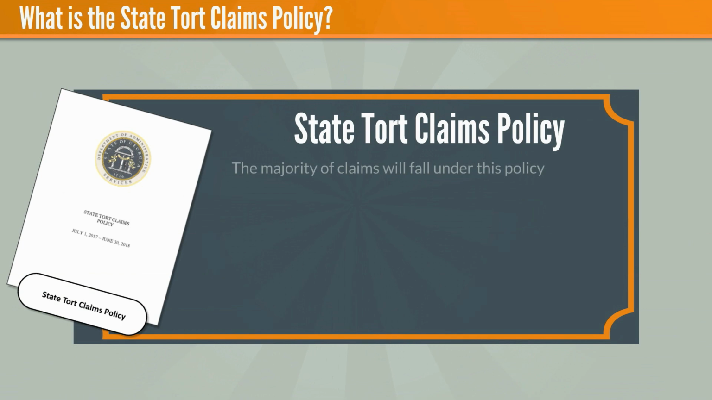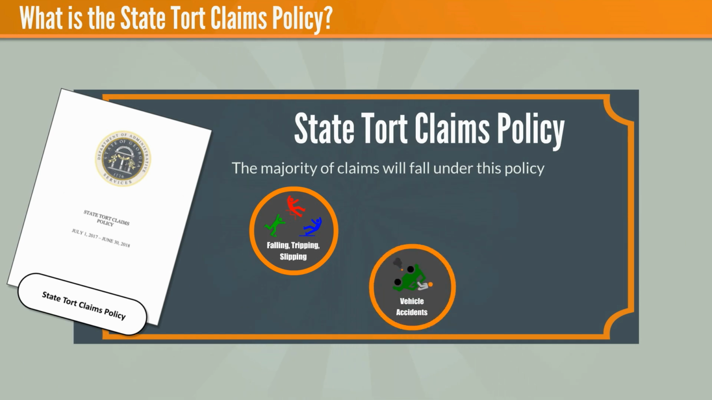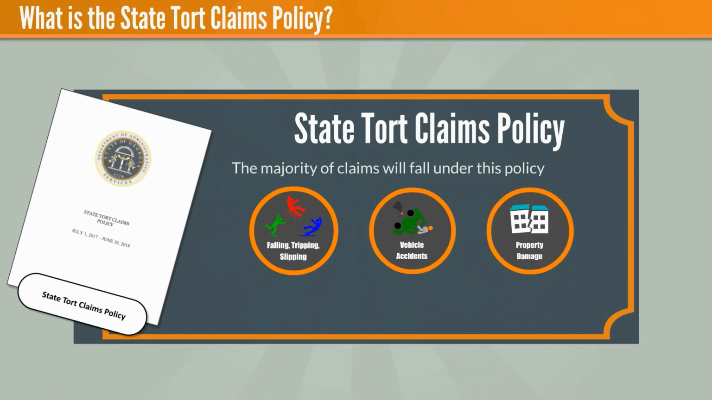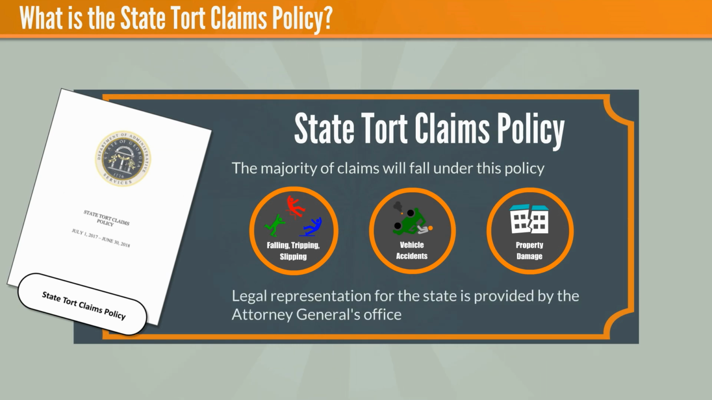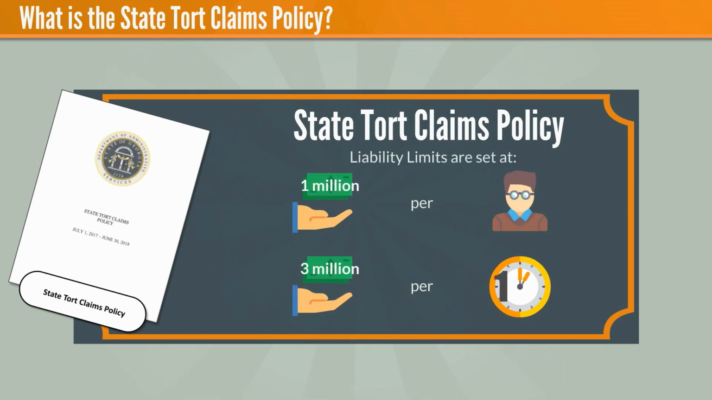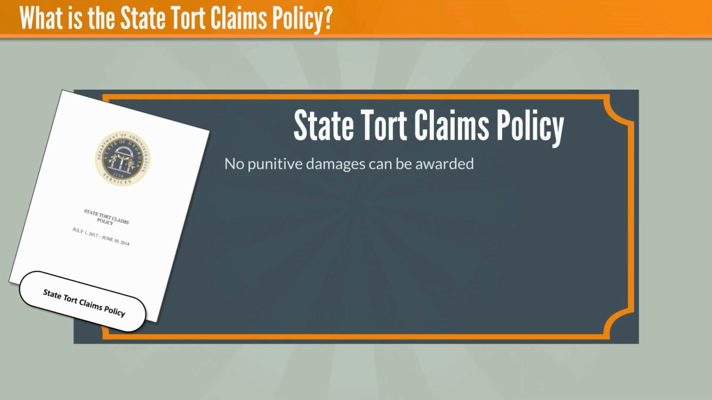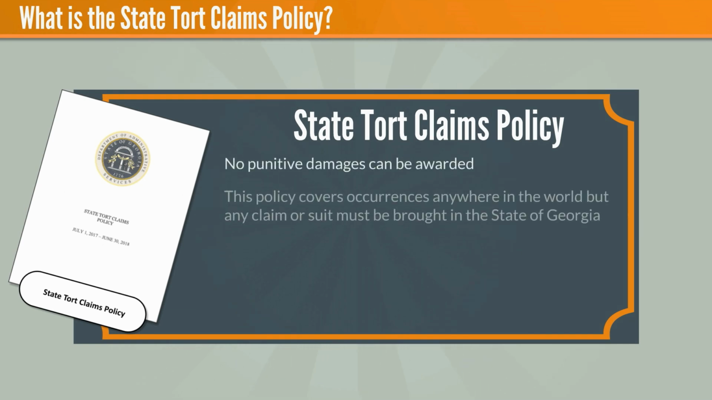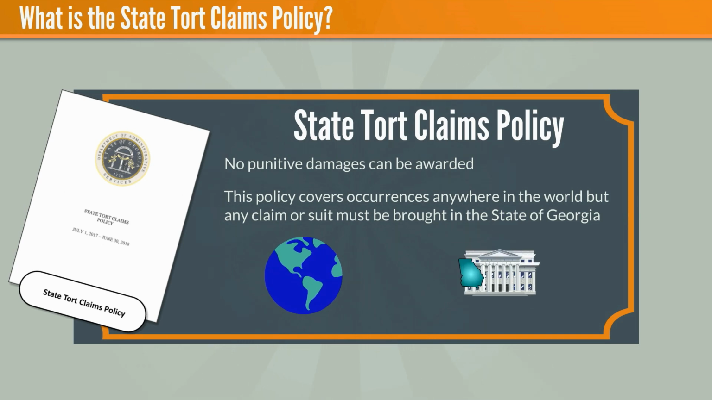The majority of the claims will fall under the State Tort Claims Policy. For example, claims related to fall, slip, and trip incidents, vehicle accidents, and property damage, all involving third parties. Legal representation is provided by the Georgia Attorney General's Office. Liability limits are set at $1 million per person or $3 million per occurrence. No punitive damages can be awarded under this policy. This policy covers occurrences worldwide, but the claim or suit must be brought in the state of Georgia.